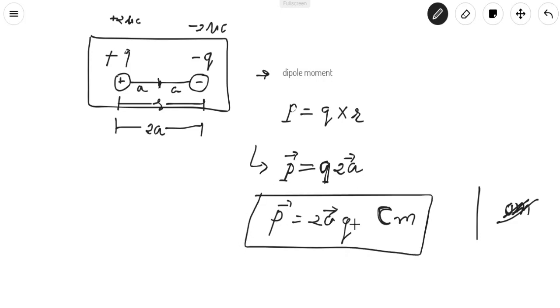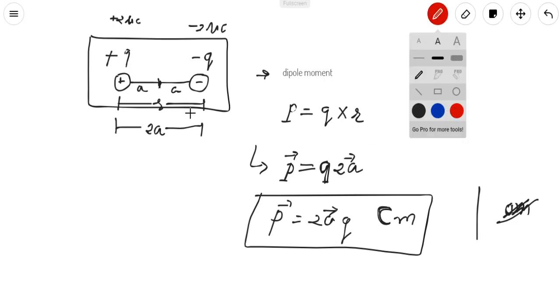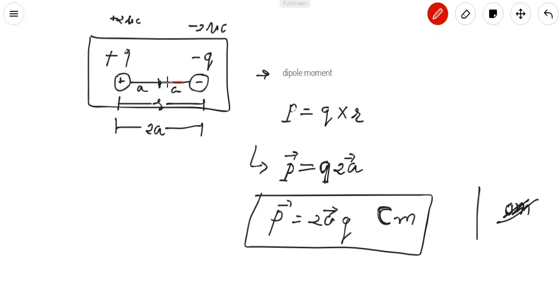Now we have said that dipole moment is a vector quantity. So in what direction? If it is a vector quantity, then there must be a direction. We will take the direction from negative to positive. This is the direction of dipole moment. And what gives the authority to decide negative to positive? What is the reason? This reason can be satisfied in chapter 5.